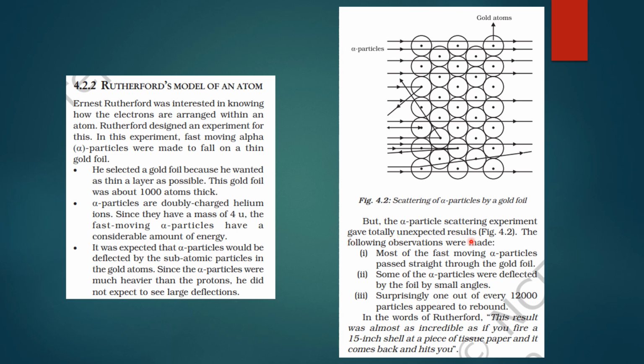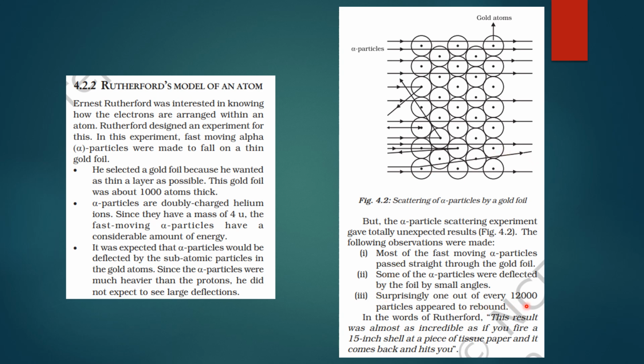तो क्या क्या रिजल्ट्स दिखे इसमें? मोस्ट ऑफ द फास्ट मूविंग अल्फा पार्टिकल्स पास्ड स्ट्रेट थ्रू द गोल्ड फॉइल. ठीक है, जैसे आप देख सकते हो, दिस इज पासिंग स्ट्रेट, दिस इज पासिंग स्ट्रेट. Some of the alpha particles were deflected by the foil by small angles. जैसे ये यहाँ पे आया और small angle से deflect हो गया, right?